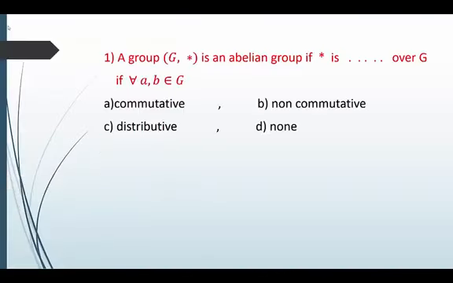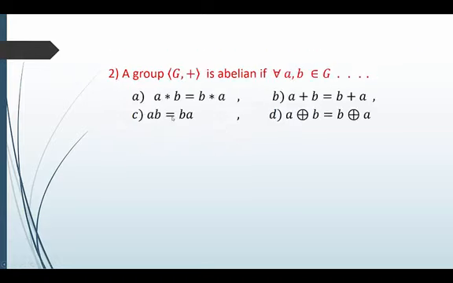MCQ of group theory. First, a group G star is an abelian group if star is dash dash dash over G if for all a, b belong to G. G star is abelian and therefore star is commutative. Answer is A option, commutative.